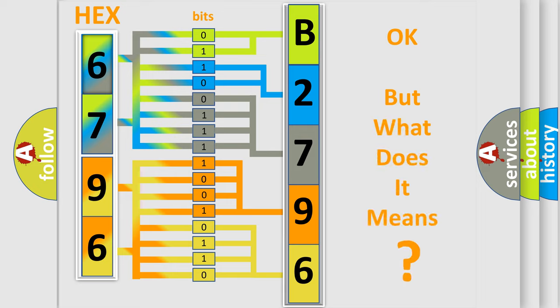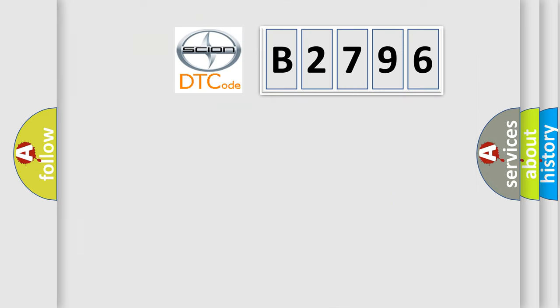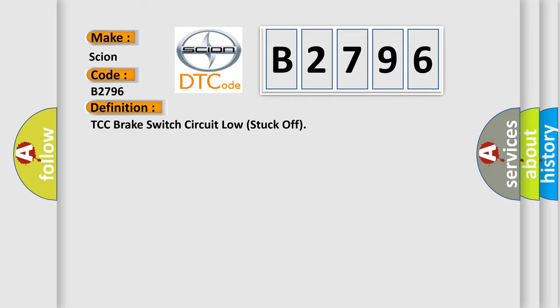The number itself does not make sense to us if we cannot assign information about what it actually expresses. So, what does the diagnostic trouble code B2796 interpret specifically for Scion vehicles? The basic definition is TCC brake switch circuit low, stuck off.